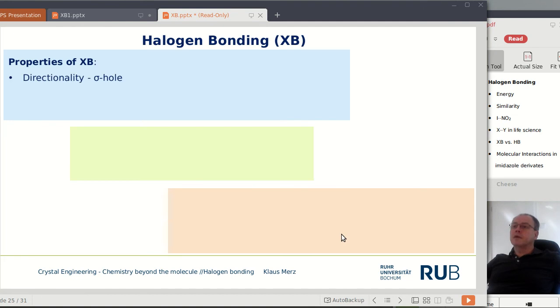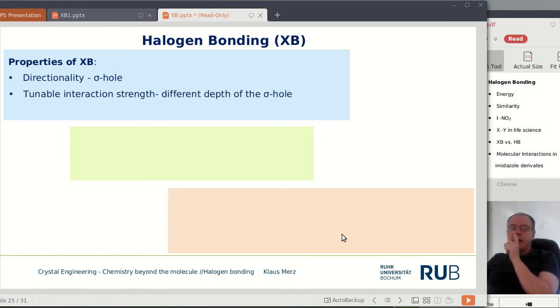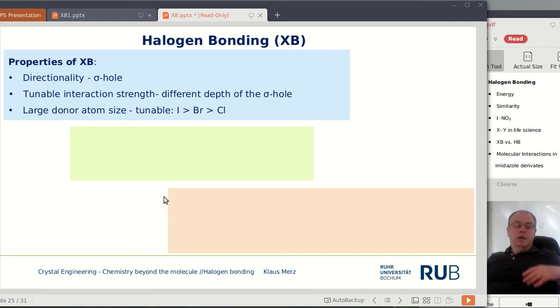Okay, let's compare halogen bonding with hydrogen bonding. We have seen we can use the sigma hole in crystal engineering in such a way that we can use it for directionality. And we can tune the sigma hole by switching, for example, from chlorine to bromine to iodine. This is possible. Iodine will lead to a larger sigma hole.